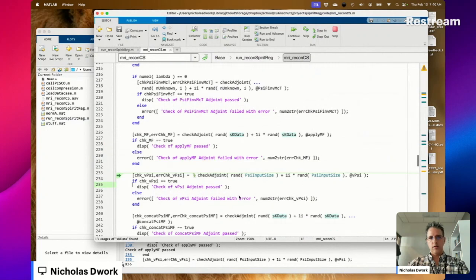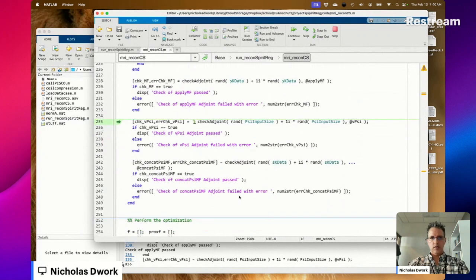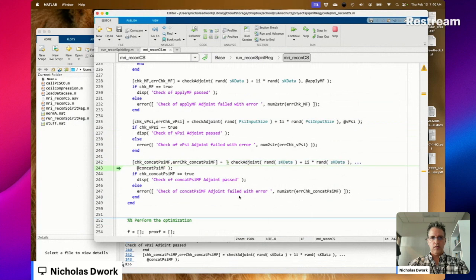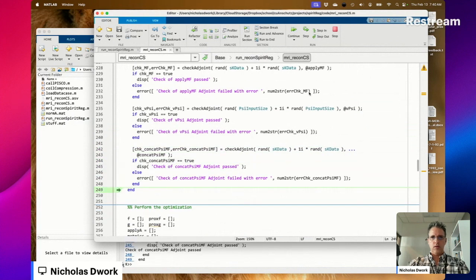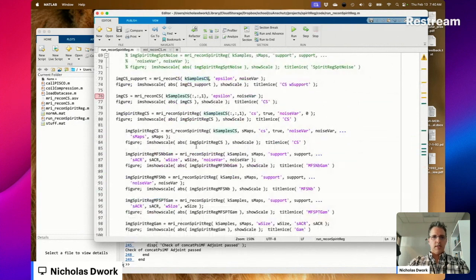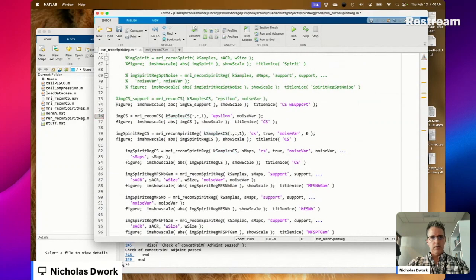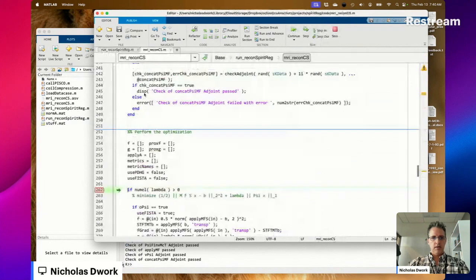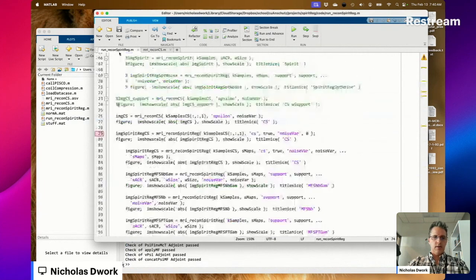Okay. Does that still work if we're just doing one coil? Does that check work? Yep, good. Okay. One last thing to do.